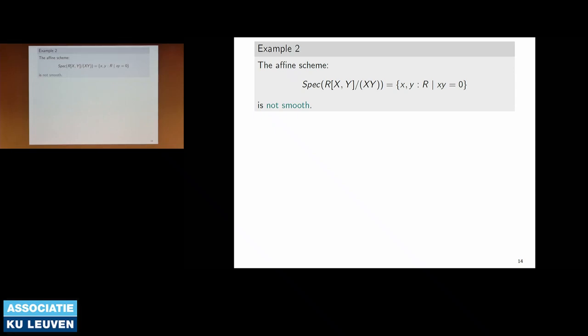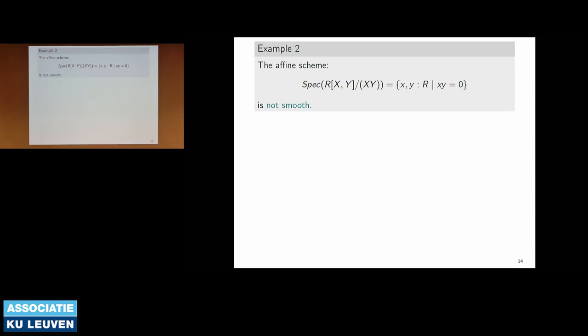So let's consider this affine scheme, the set of x and y in the base ring whose product is 0. You can picture this as the intersection of two lines in the plane. And so we expect it to be not smooth, because at the point around 0 you have an intersection, so a singularity. And this is the case.